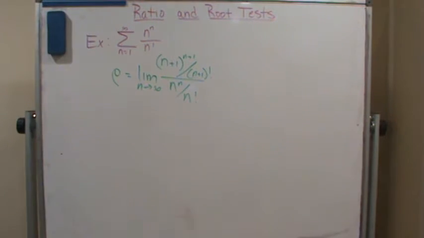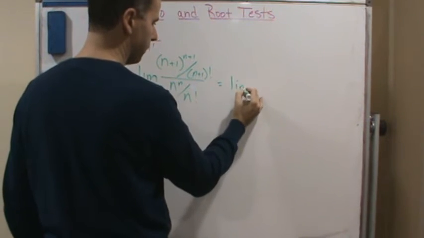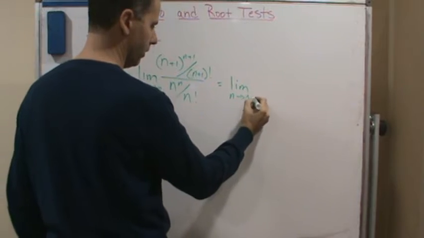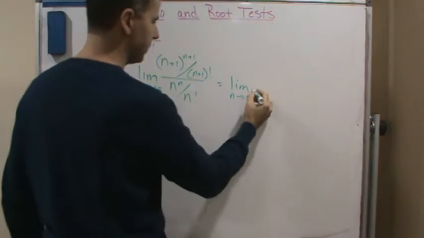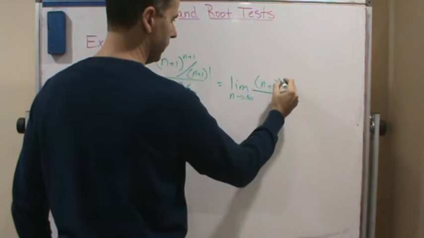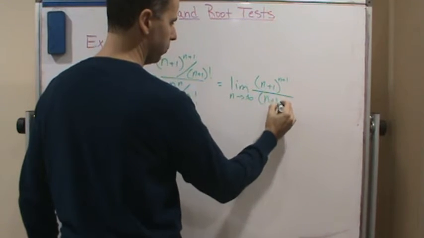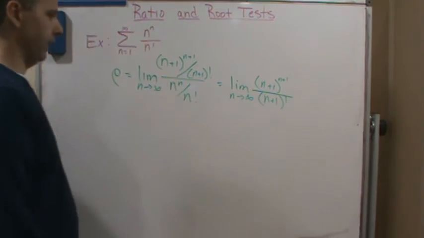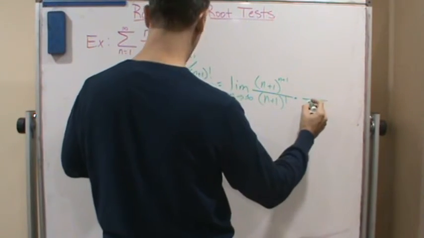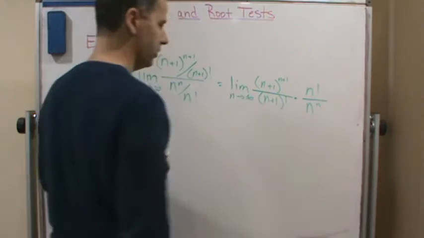Now I'm going to do the same thing I did in the last video. I'm just going to write this as a limit of a product instead of a quotient. And so now I'm going to get n plus 1 to the n plus 1 power divided by n plus 1 factorial. And now I'm going to flip this, and this is going to be times n factorial over n to the nth power.